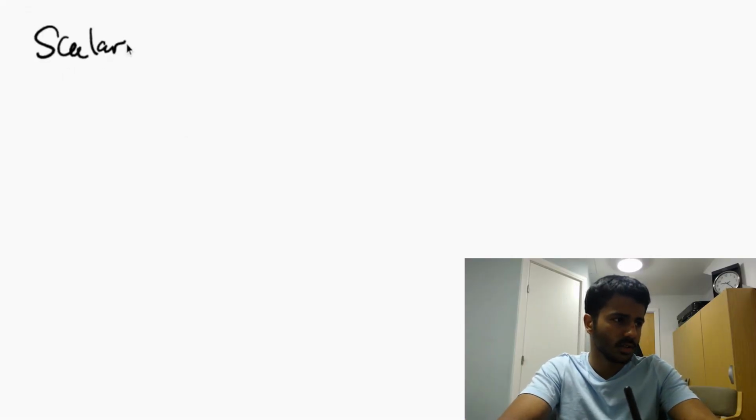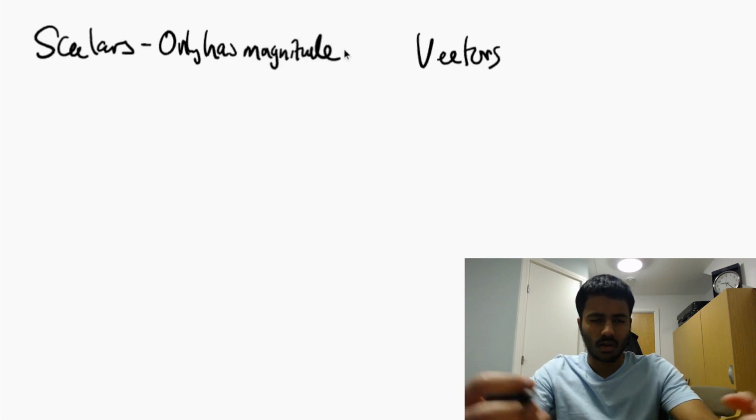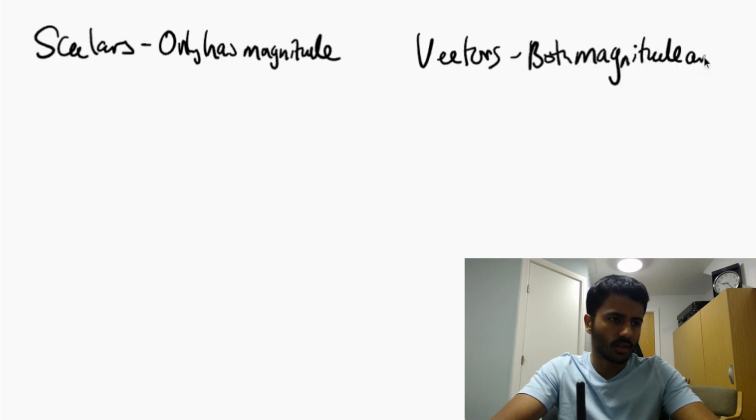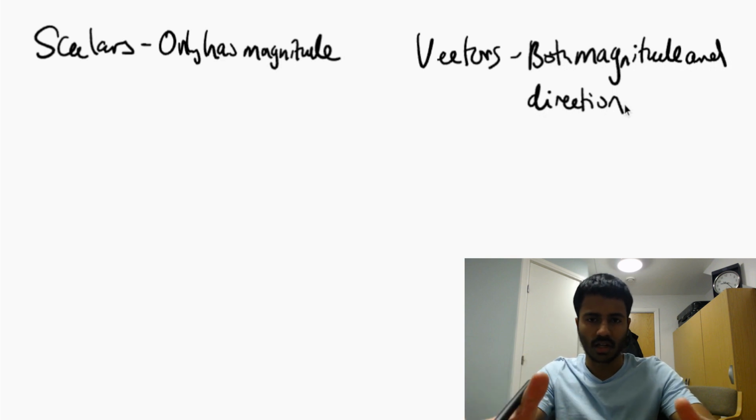So today we're going to talk about differences between scalars and vectors. Now you may have come across this before, so the definition for a scalar is something that only has magnitude. What that means is it has some numerical value, and that's it. It just has a number. Vectors are something that have both magnitude and direction. So this can be a number followed by an angle, maybe a positive and a negative sign, something like that.